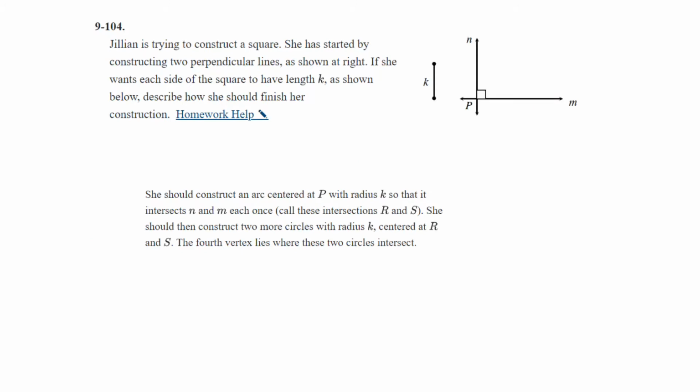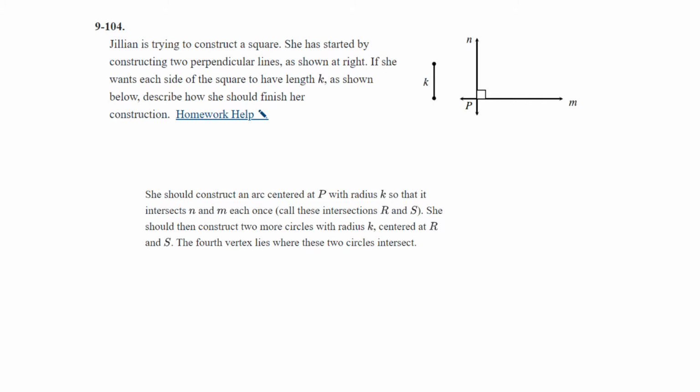Question 104. Jillian is trying to construct a square. She has started by constructing two perpendicular lines as shown at the right. If she wants each side of the square to have a length of k, as shown below or to the right, describe how she would finish her construction. So I have the answer below.